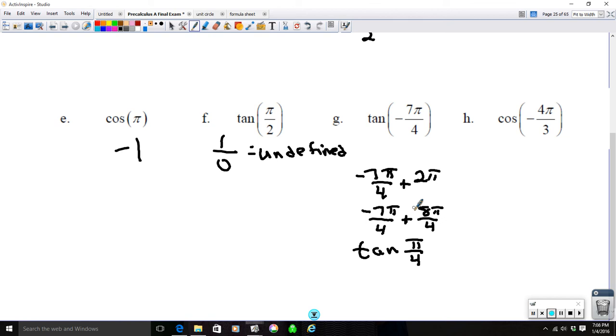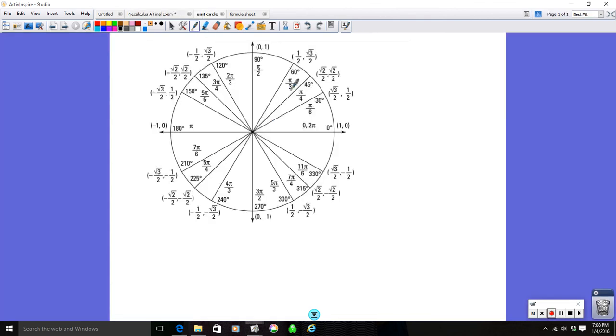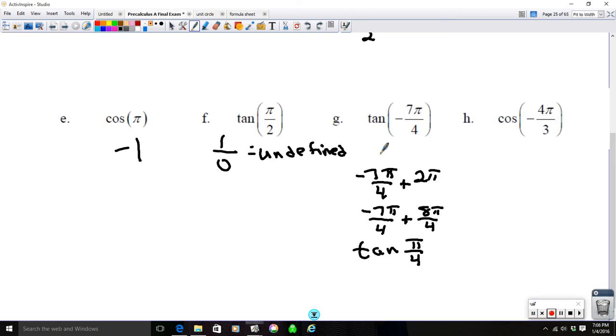So again, you are going to your unit circle. You're going to find pi over 4. And tangent is sine over cosine. So it's root 2 over 2 divided by root 2 over 2. And that's equal to 1.